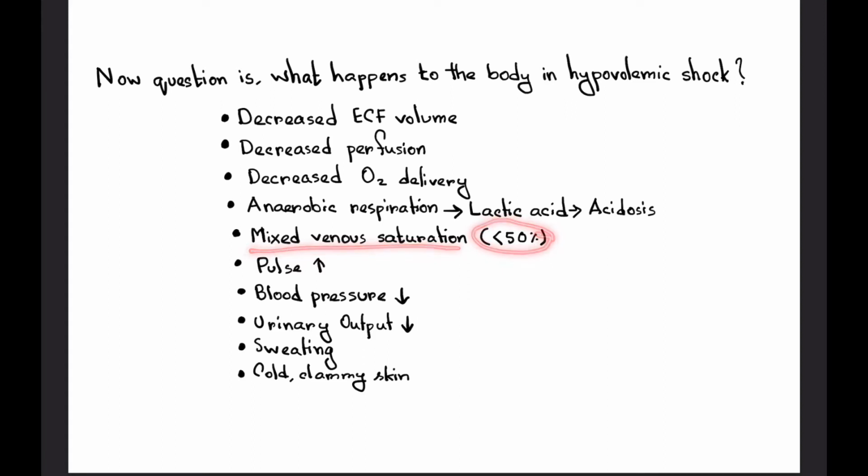As this is hypovolemic shock, it is less than 50%, and the normal range is 50 to 70%. In case of septic shock it will go above 70%, and we will talk about that topic in detail in some other video someday. Now moving forward, what are the other findings here? The pulse will be raised, the blood pressure will fall too rapidly, the urinary output will be less, and the patient will be sweating, and the skin will be cold and clammy. All these are the net effects of hypovolemic shock in a patient.